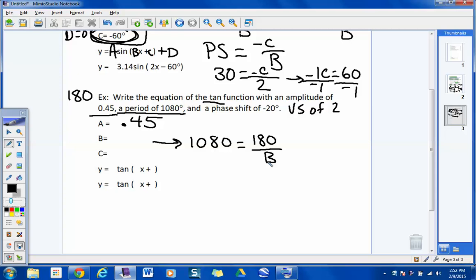Isn't 1080 the same as 1080 over 1 right there? It is, isn't it? Isn't that just a proportion to solve for B now? So 180 times 1 divided by 1080. Do you get 0.16 repeating? You do? Okay, so your B is 0.16 repeating. Anybody know what 0.16 repeating is as a fraction? Close. Turns out to be 1/6 actually. So your B value here would be 1/6. Okay. All right.